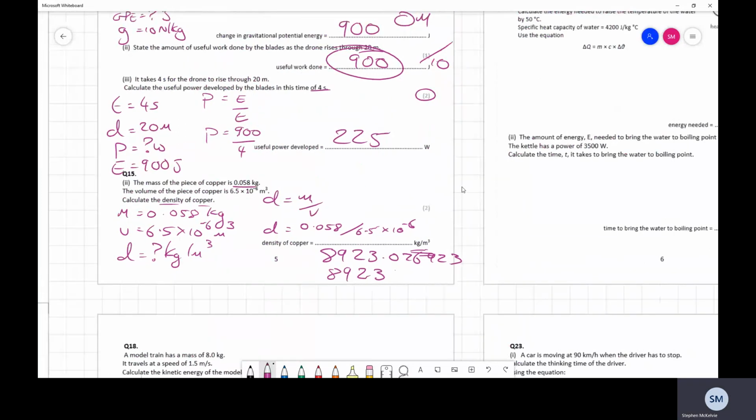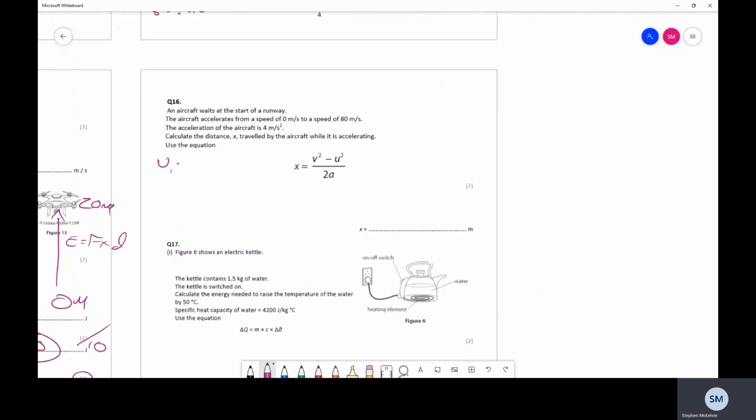An aircraft waits at the start of a runway. The aircraft accelerates from a speed of 0 meters per second, so velocity 1 is equal to 0 meters per second, to a speed of 80 meters per second. Velocity 2 is 80 meters per second. The acceleration of the aircraft is 4 meters per second squared. Calculate the distance traveled by the aircraft while it is accelerating.